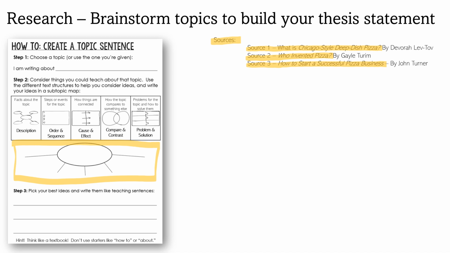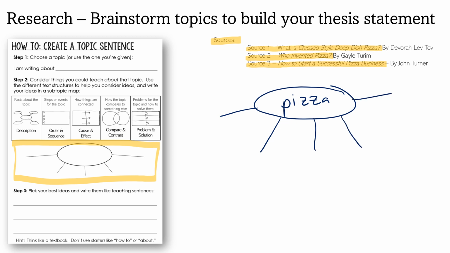So once I realize my topic, I'm going to set up my subtopic map. So for this one, I was told to write about pizza. So I'm going to pick a different color. There we go. I was told to write about pizza. So that's my topic. And then I'm going to just draw some lines off. I need to start brainstorming some different things I could teach about pizza, since I'm writing an essay to teach people about pizza. In your notes page, we talked about different ways to think about what you could teach.